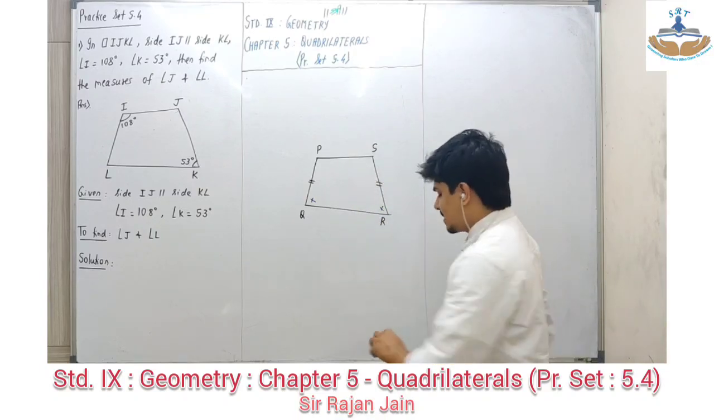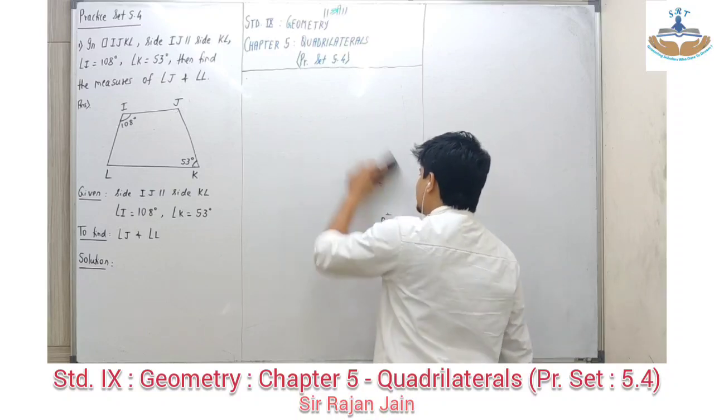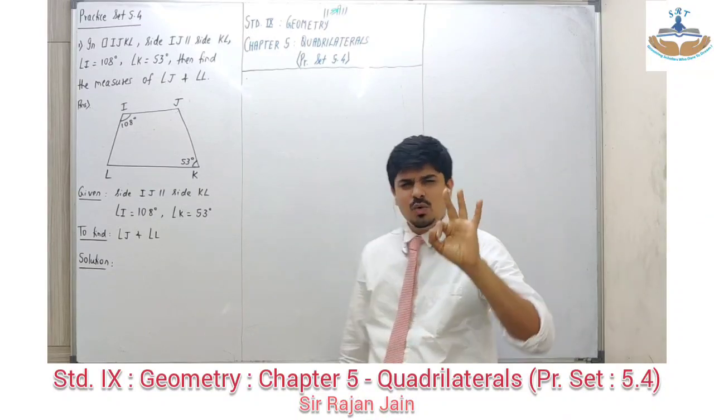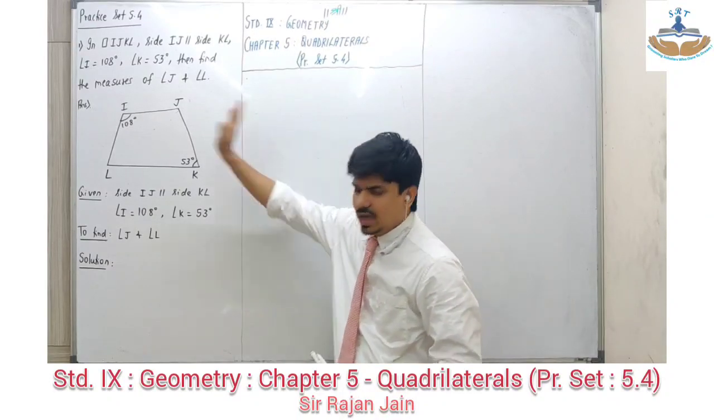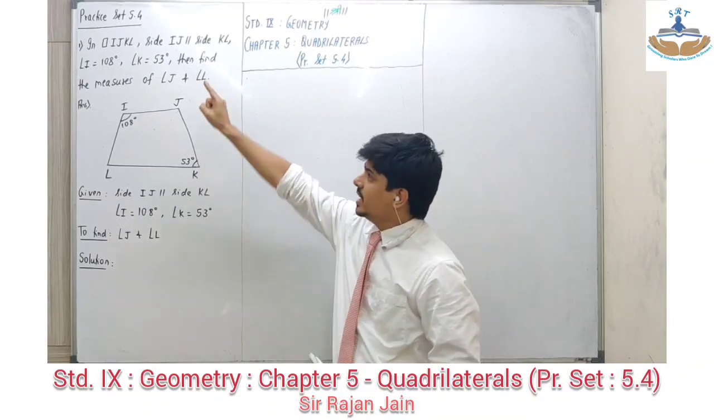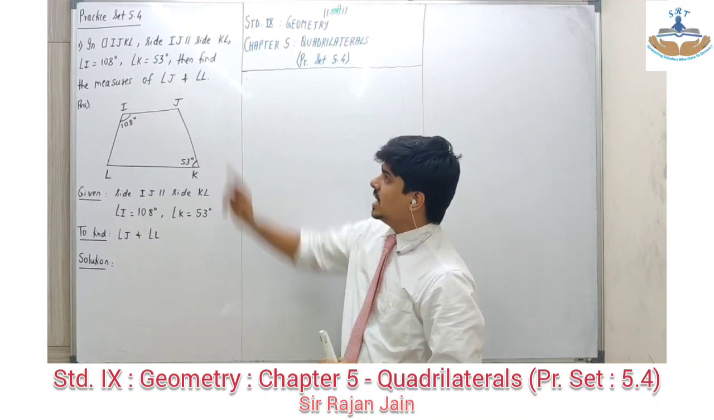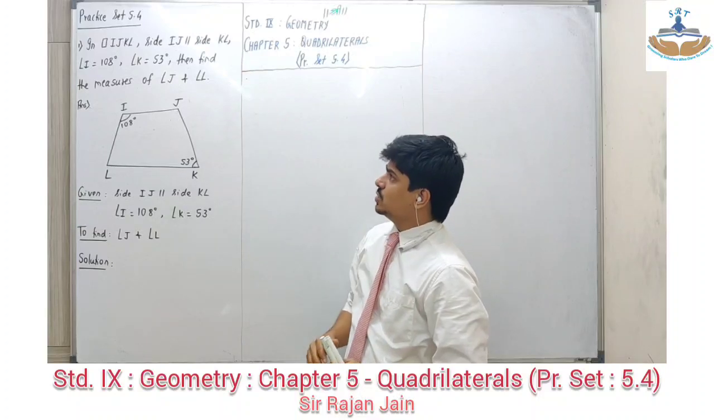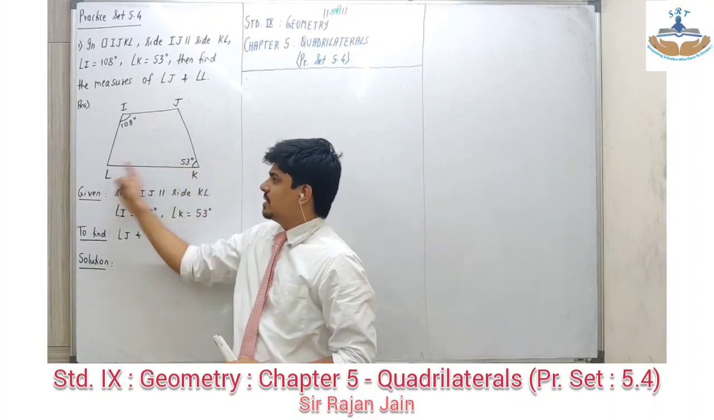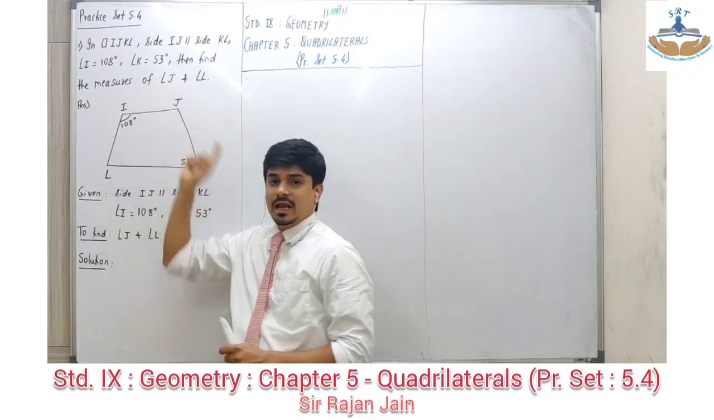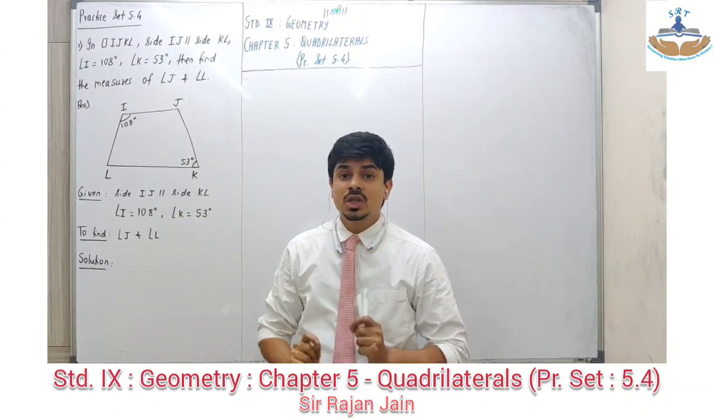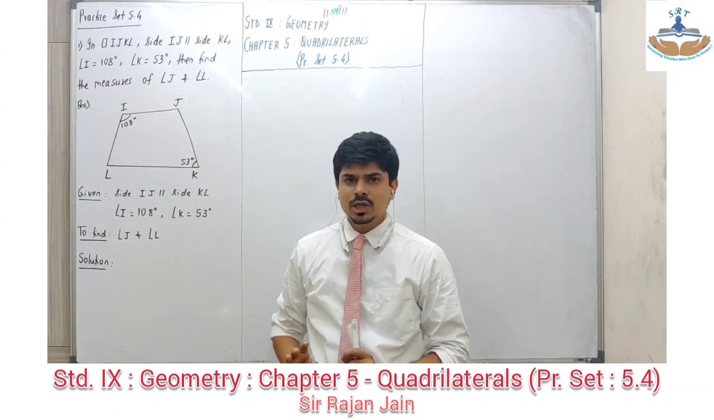Now let's start with practice set number 5.4. Now in this practice set there are only 3 questions. First question एकदम simple है. See what it says. In quadrilateral IJKL, side IJ is parallel to side KL. So this IJ parallel to KL. अभी ये जो diagram है, it is not given in the question. You have to do it on your own.